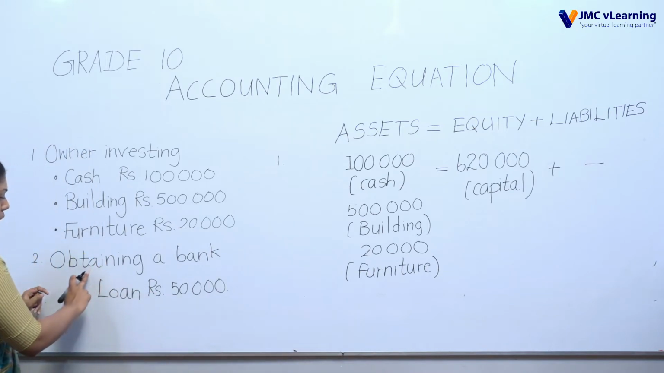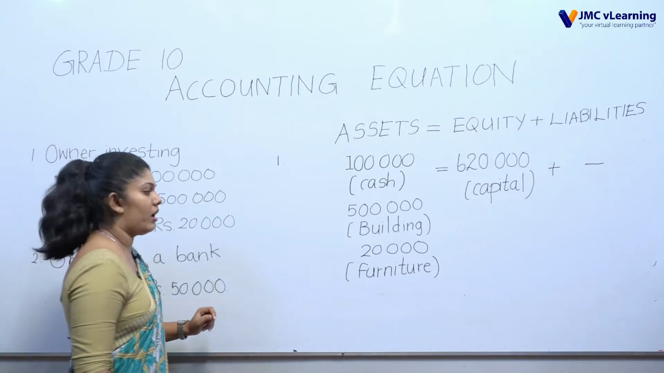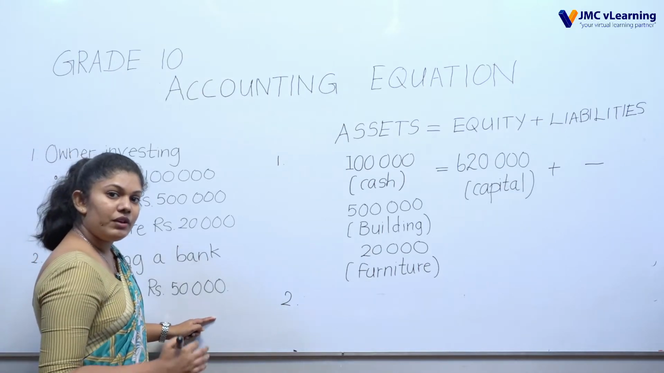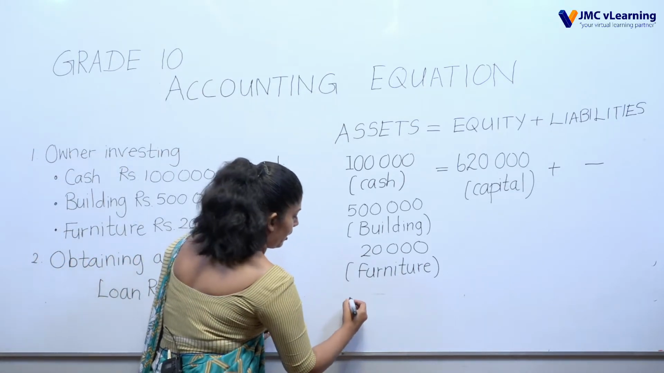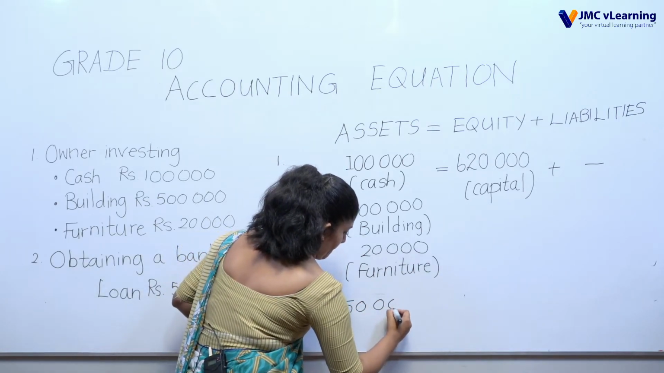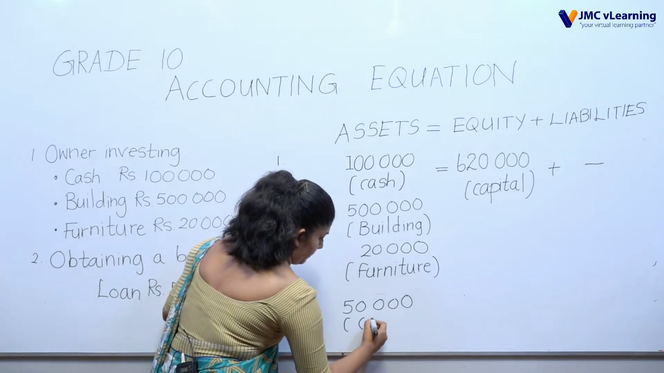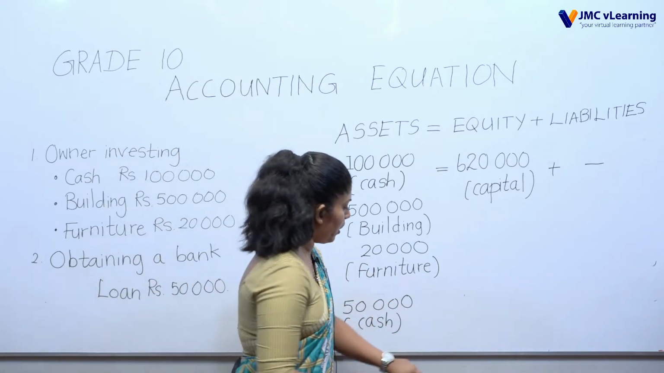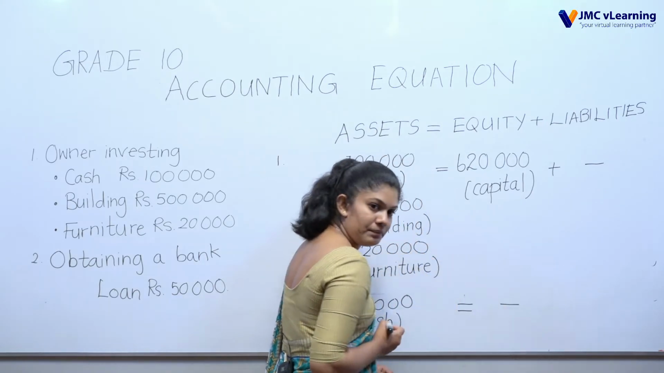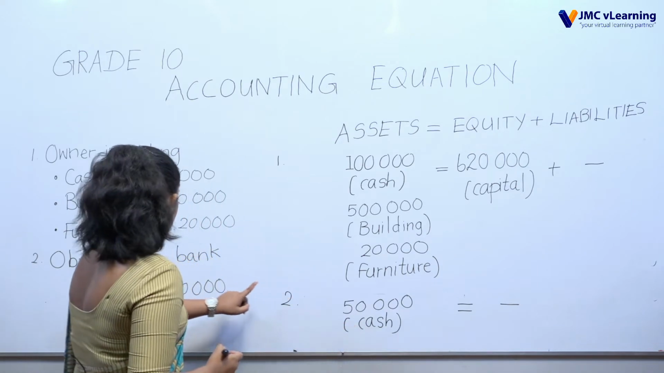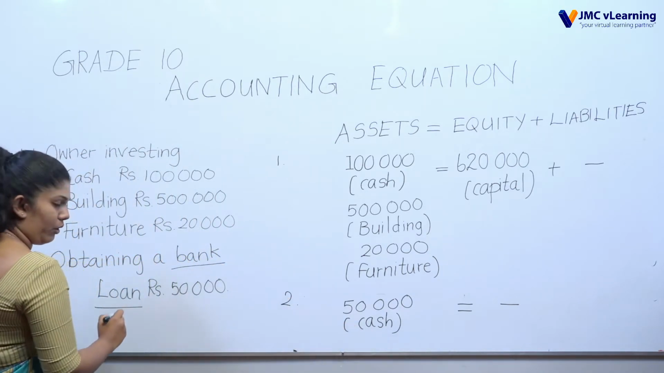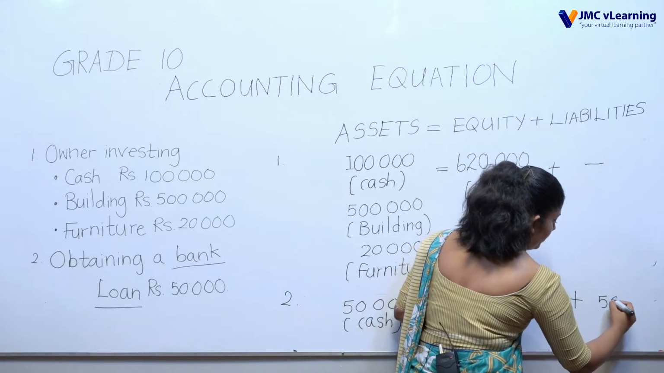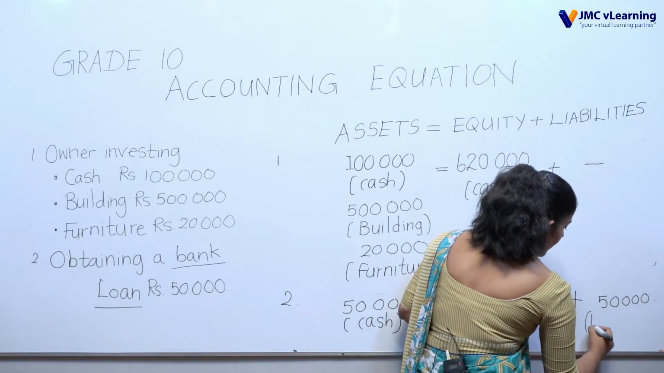Now, the second part, obtaining a bank loan of 50,000. Number 2, obtaining a bank loan of 50,000. We receive cash 50,000. We receive cash. It is not invested by the owner. No, not equity. But we get this 50,000 by means of a bank loan, which is identified as a liability. 50,000 bank loan.